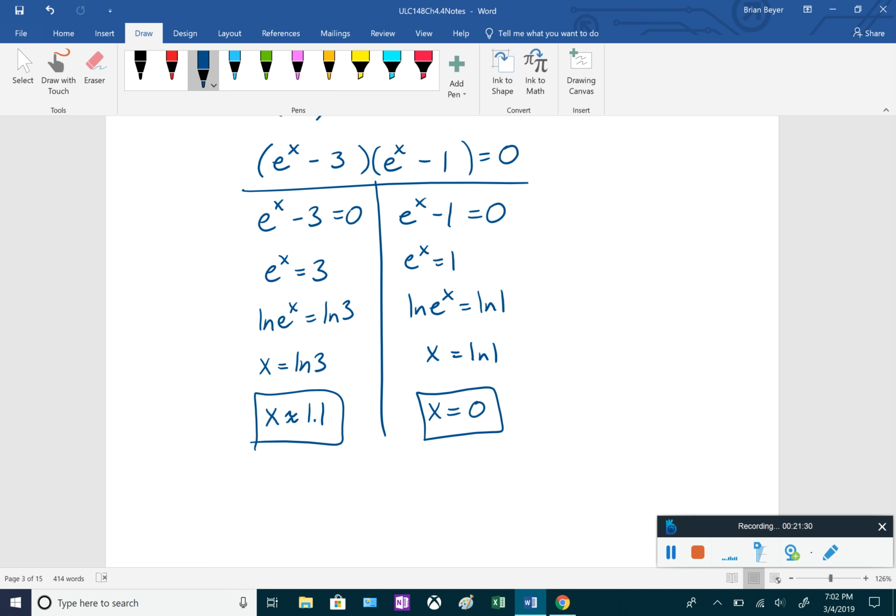Technically the answer looks better, instead of rounding all these answers as 1.1, it technically does look better as the ln of 3 because that's the legit answer. But just so we have an idea of what it is approximately, I'm evaluating them.